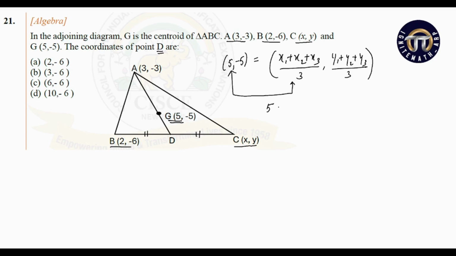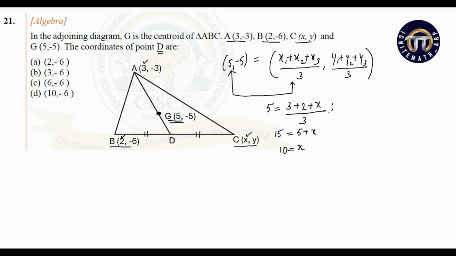So I can write 5 is equal to x1 plus x2 plus x3, in the sense the x coordinate of A plus x coordinate of B plus x coordinate of C. So I can write this as 3 plus 2 plus x by 3. Now when I cross multiply, this becomes 15 is equal to 5 plus x. So x is equal to 10.